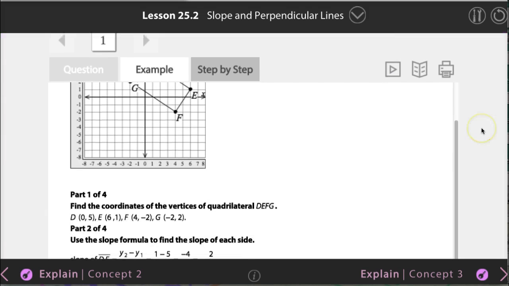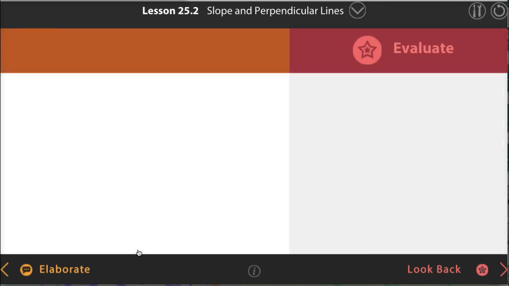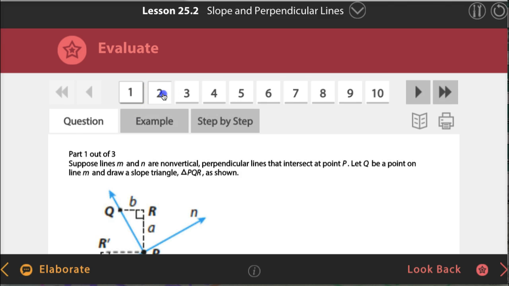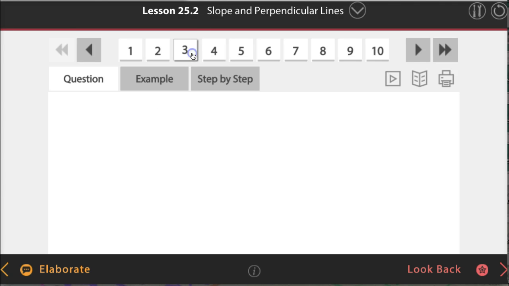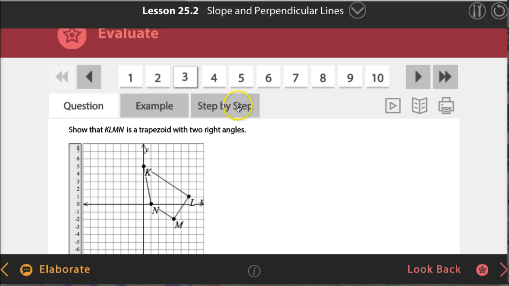And what I want you to do is try and solve a practice question in the evaluate section. There you go. I want you to work on question number 2. It's the same thing, right? And then question number 3, I would like you to try that.